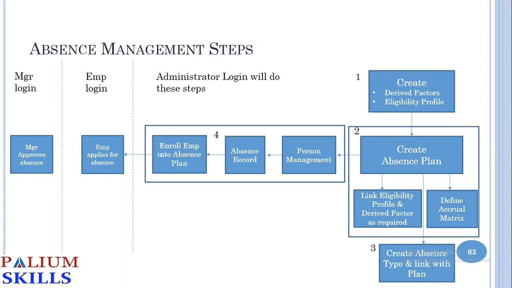Similarly, through the employee login, when an employee logs in, they will also be able to see the absence plans into which they are enrolled. Once they are enrolled, then the system will allow them to apply for leave against that particular absence. And once they apply, manager approves. If required, HR may also approve. Otherwise, once manager approves, it goes and hits the database, and it will reduce his outstanding balance.